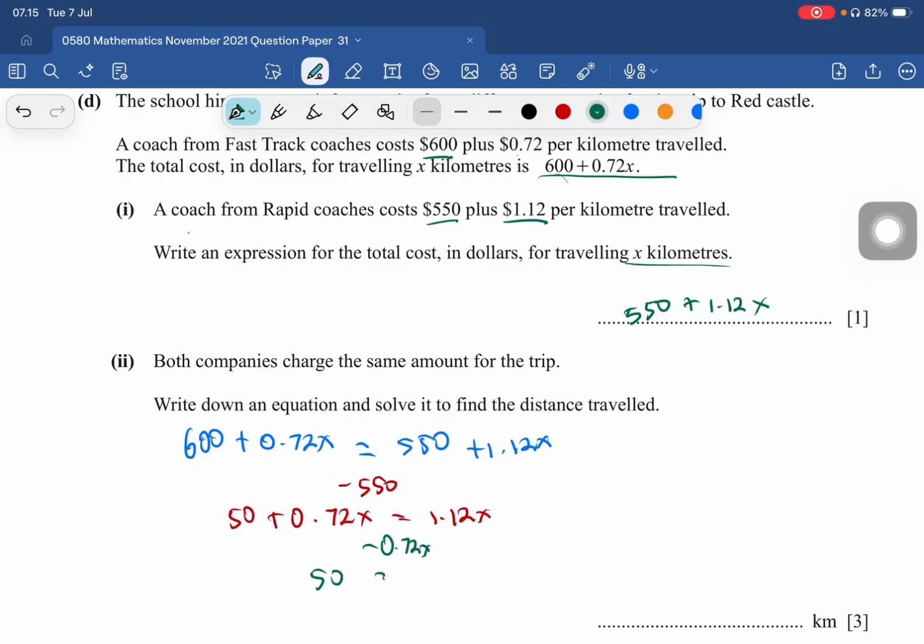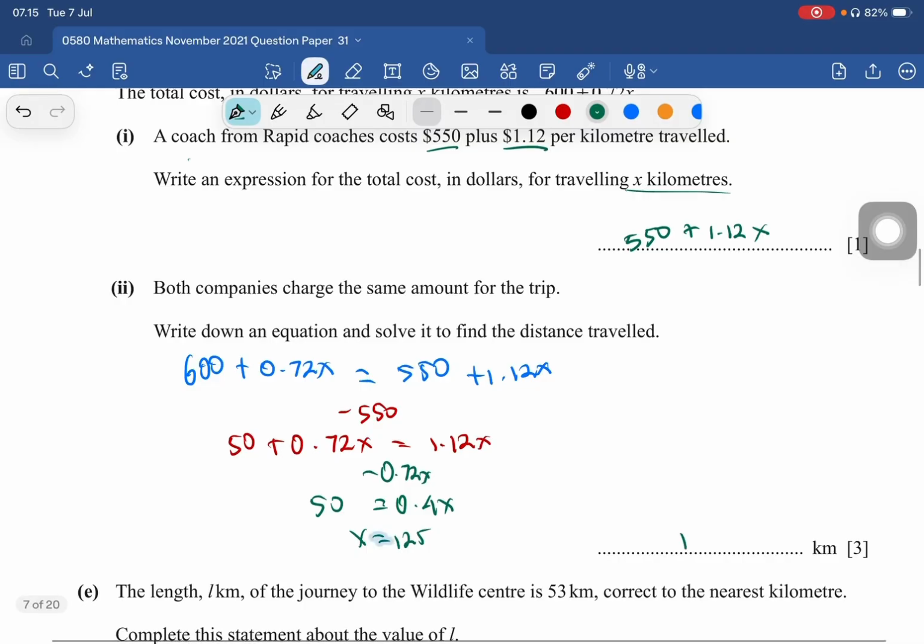So we got 50 equal to 1.12 minus 0.72, so we got 0.4x. Then we got 50, we divide by 0.4. We got x equal to 125. So the distance is 125 kilometers.